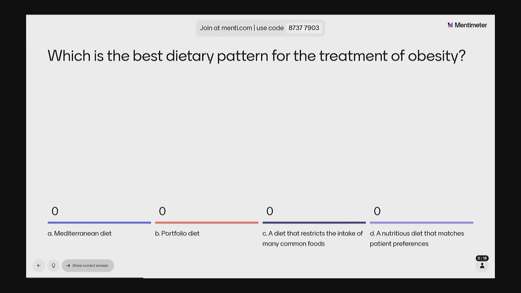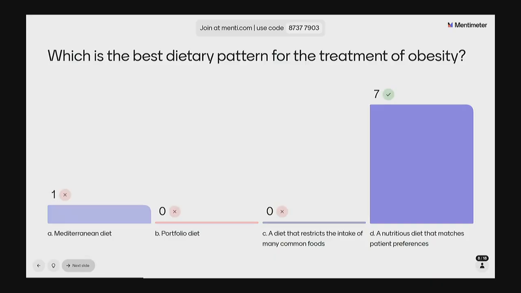Which is the best dietary pattern for treatment of obesity? What do we think? I don't know if it's back. Okay, it's back. Okay. So I'll just wait for 2 more people because we're at the end.